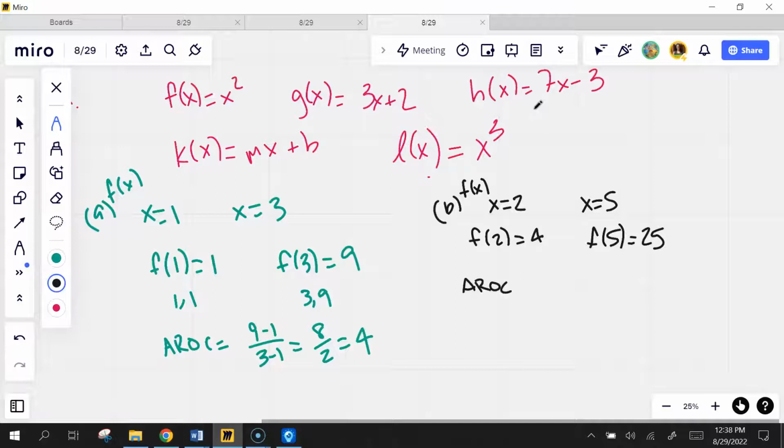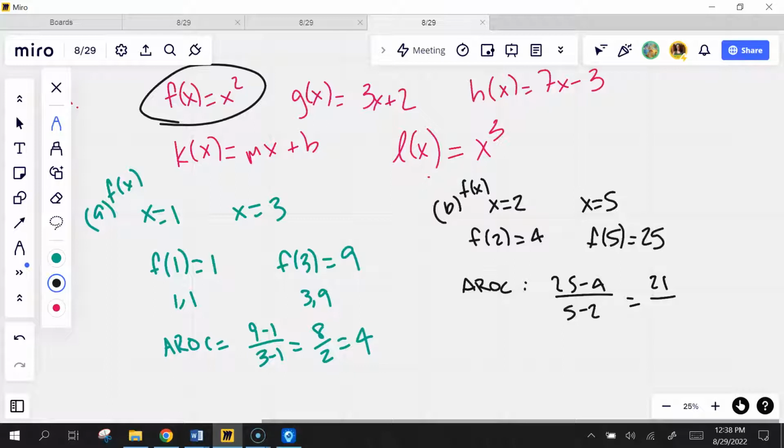Right. It's just referencing different equations from the beginning. Wait, how did you get that? I used the equation f because that's what I'm talking about. So I'm going to do 25 minus 4 over 5 minus 2, which is... from the problem, it said compute the rate of change from x equals 2 to x equals 5. Part A said from x equals 1 to x equals 3.